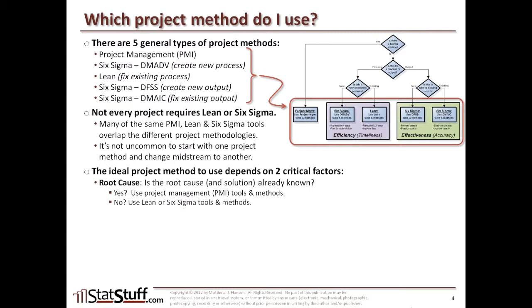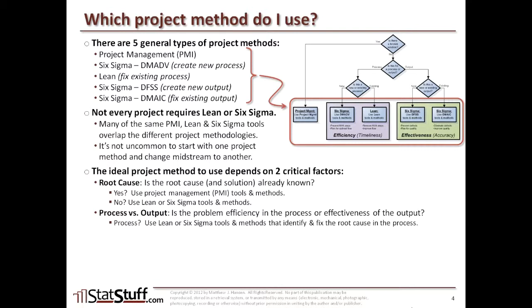Now the next critical factor to consider is whether it's a process or an output that you're focusing on. Is the problem efficiency in the process, or is the problem related to effectiveness of the output? So if it's related to the process, then you would use the Lean or Six Sigma tools and methods that help identify and fix the root cause in the process. But if it's related to the output, then you would just use the Six Sigma tools that are dedicated to finding and fixing that root cause.